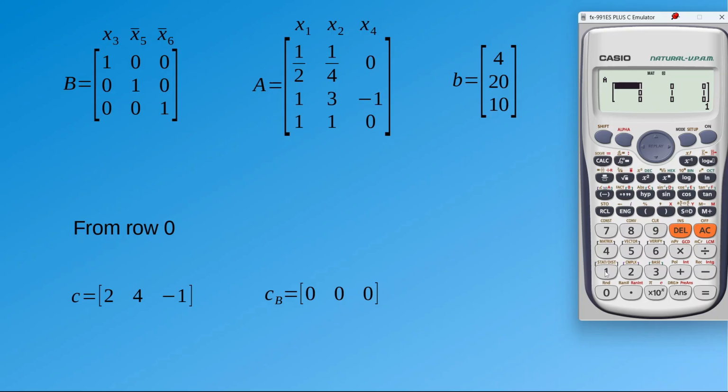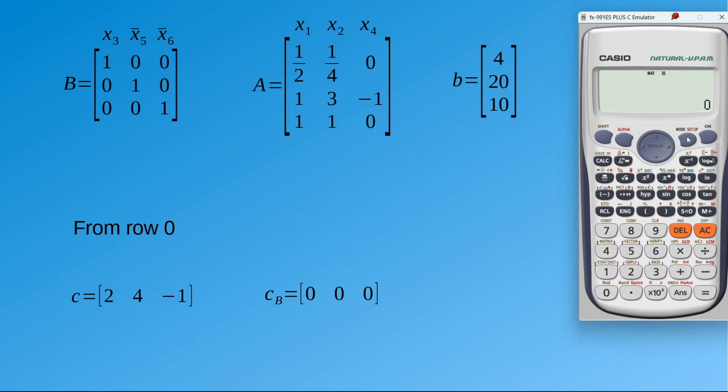So matrix A is 1 divided by 2, 1 divided by 4, 0, 1, 3, minus 1, and 1, 1, and 0. Now we are pretty much done with entering matrix A.